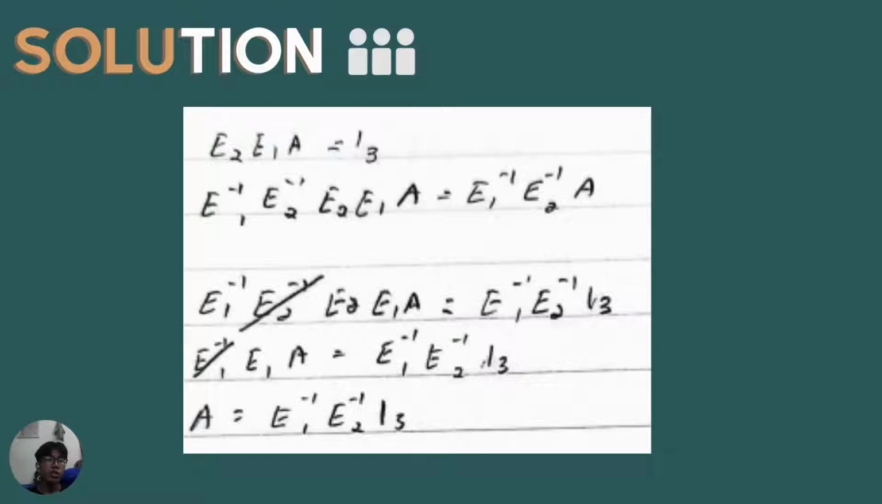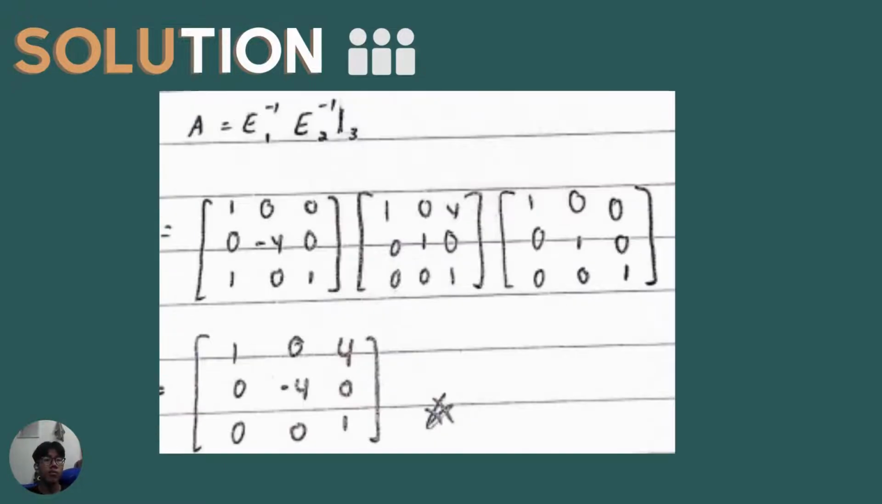And the last question, the solution 3. We got E2 E1 A equals I3. Multiplying by E inverse 1 and E inverse 2, E2 E1 A is equal to E inverse 1 E inverse 2 I3. So we're going to cancel out E inverse 2 with E2, and then cancel E inverse 1 with E1. So A is equal to E inverse 1, E inverse 2, and I3. So this is the solution.